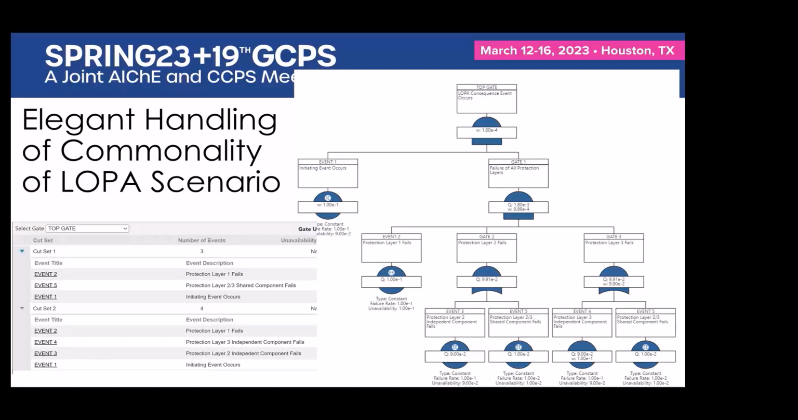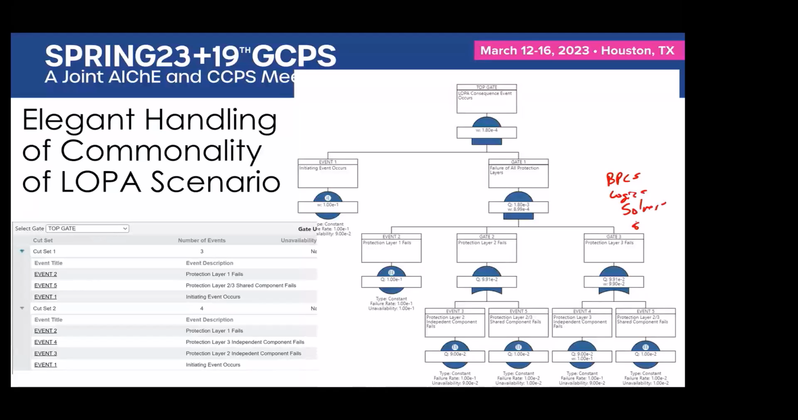Okay, so now a few slides ago, I showed you a LOPA as a fault tree analysis where everything was independent. Now, let's look at that same LOPA, but instead of the protection layers being independent of each other, let's say that they have shared components. So how this is going to need to be drawn out.